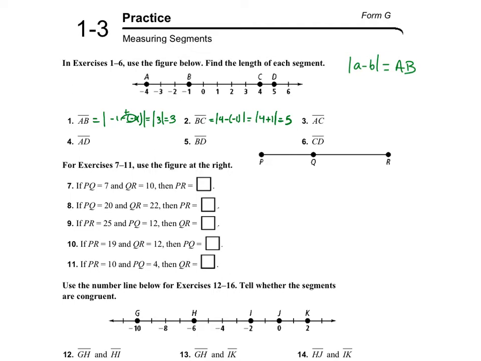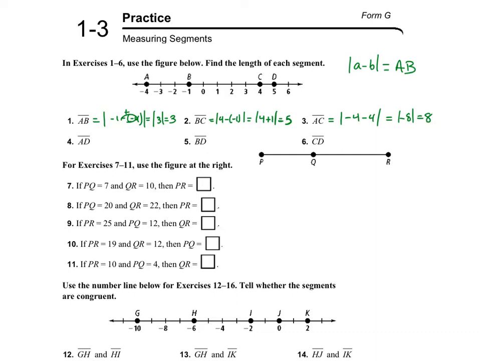Now from A to C. Again, this is the absolute value of -4 minus 4. So this is the absolute value of -8, which is 8. So that's it for this one. For AD, BD, and CD, we're going to do exactly the same.